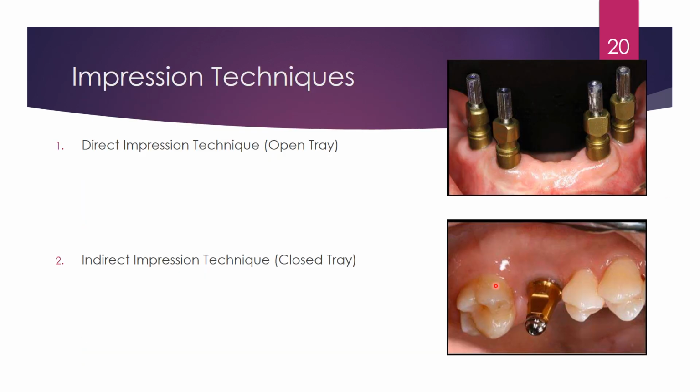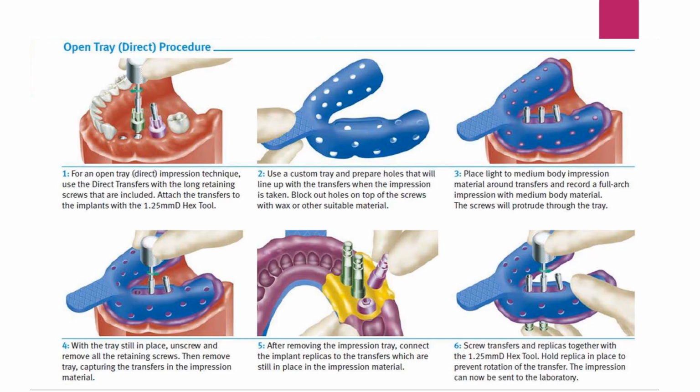Okay, so coming to the impression techniques. There are two main techniques: the open tray and closed tray technique. And yeah, so open tray is also known as the direct impression technique, and the closed tray is also known as the indirect impression technique. Okay. So first we'll be reading the open tray or direct procedure.